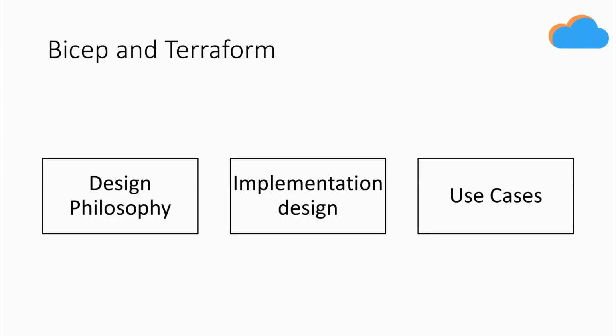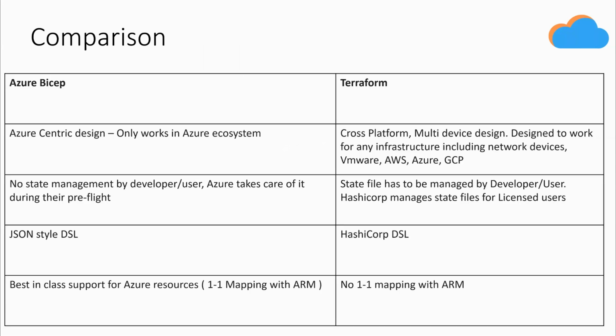So let's dig into the design philosophy, implementation design, and use cases. I have prepared a simple comparison chart between Azure Bicep and Terraform. Azure Bicep was designed by Microsoft to have a very good one-to-one mapping for ARM templates for their Azure ecosystem. So if you want to deploy any application or infrastructure, network, whatever you want to deploy on Azure, you can pretty much use these templates to do anything you want.